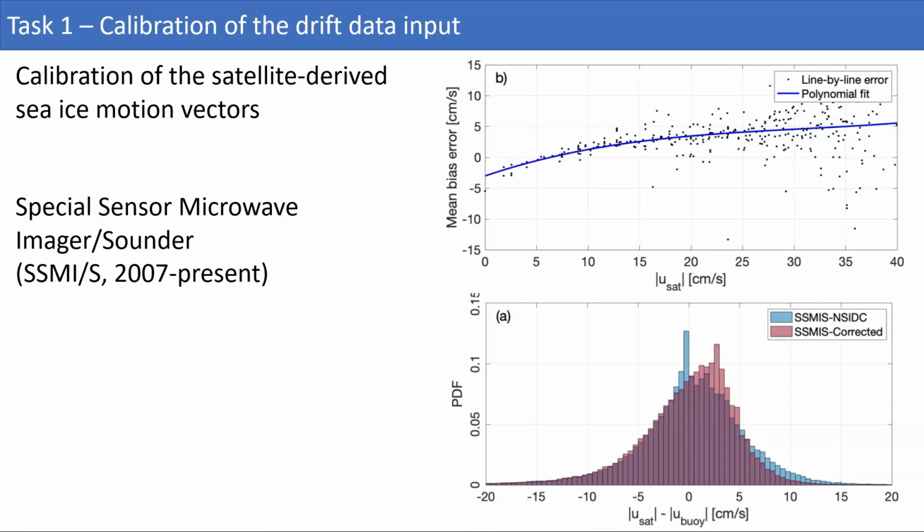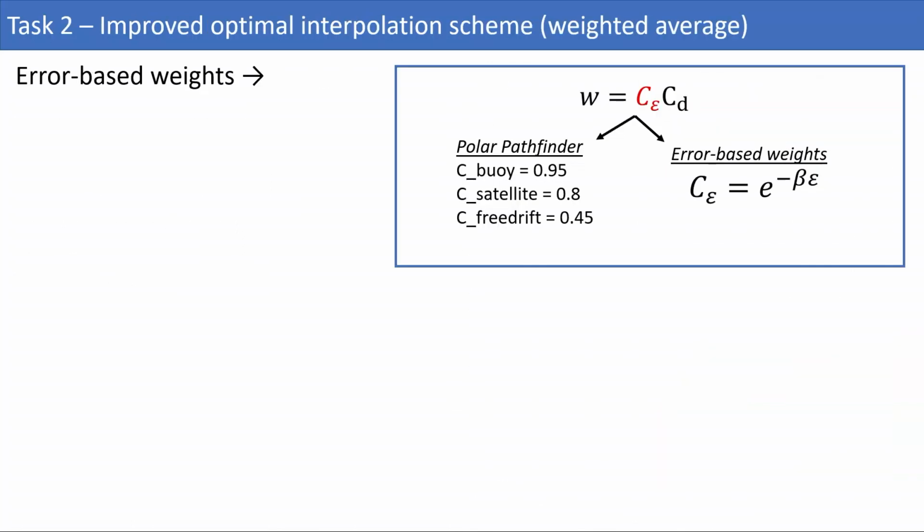It's a small improvement, but it's about a 10% improvement on the satellite drift speed when we compare it to drifting buoys again. You see the two PDFs. The blue one is for uncalibrated drift. The red one is for after the correction. So mostly it nudges a little bit of the error on the high speed biases for the satellite drift. And then, yeah, I think we're going into task 2 now.